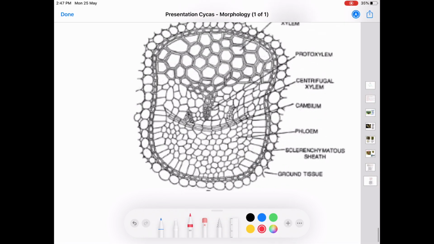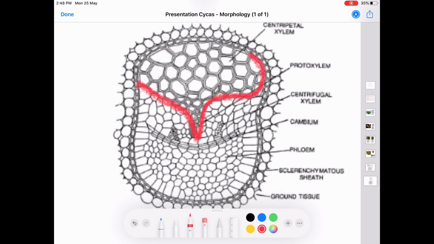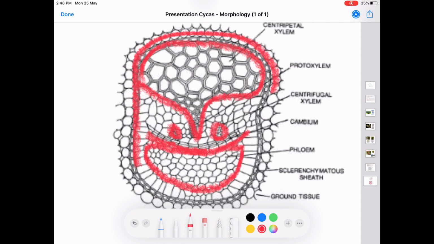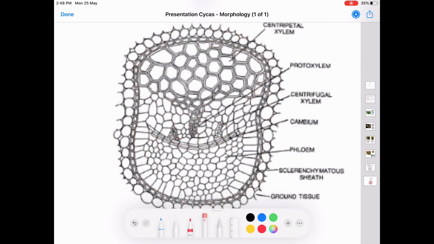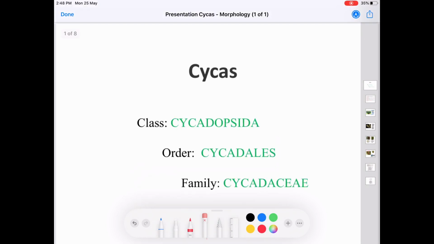Now, coming on to the vascular bundle, just like in the case of leaflet, you can see this diploxylic xylem, that is centripetal and centrifugal xylem, and just below the xylem is the cambium, and below the cambium you can see phloem. The vascular bundles are surrounded by single layered sclerenchymatous bundle sheath in the case of rachis. This is all about the morphological and anatomical features of Cycas.